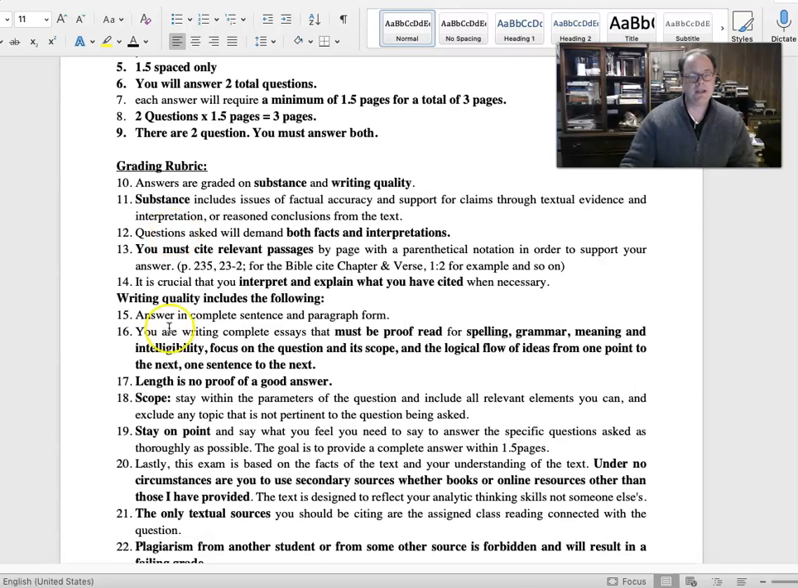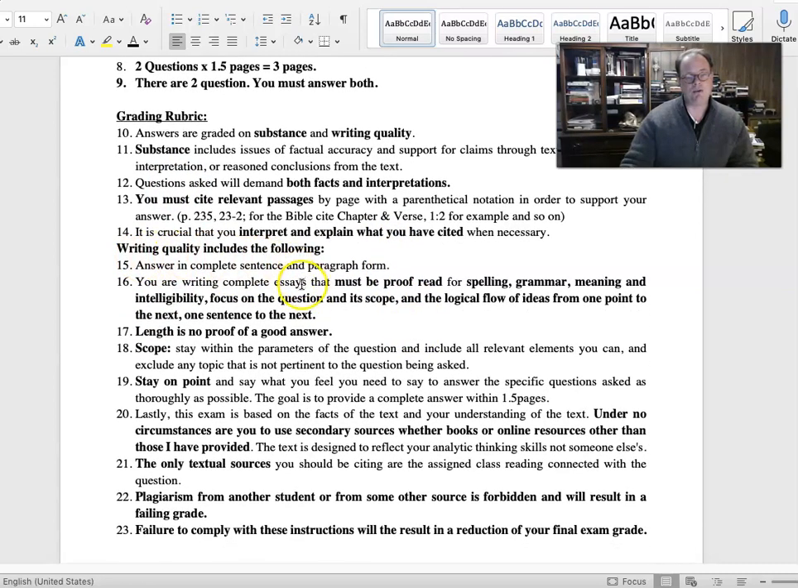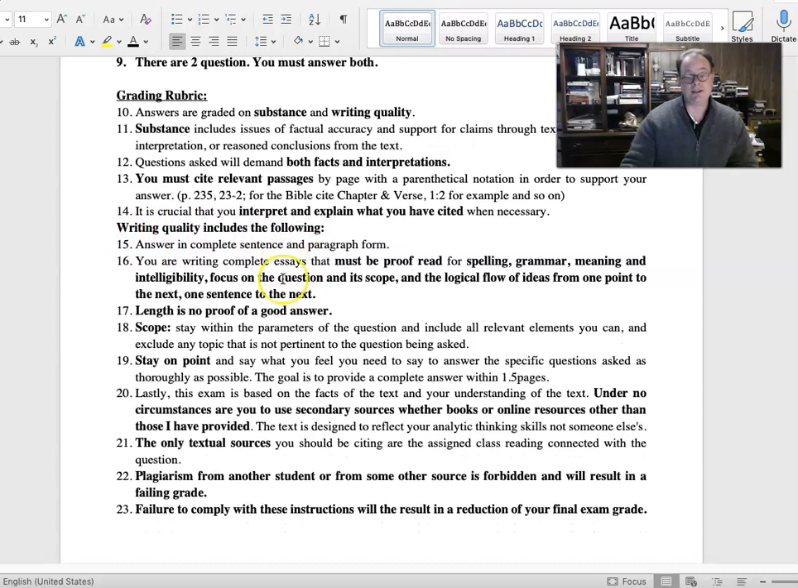Okay, so let's move on. So now we're looking at what writing quality includes. Someone says you've got to write correctly. It's got to be quality writing. What exactly does that mean?